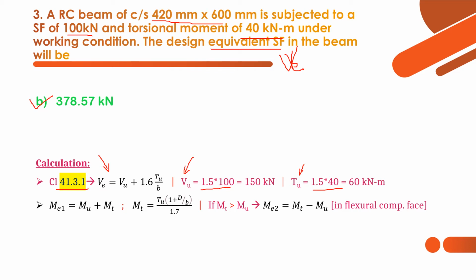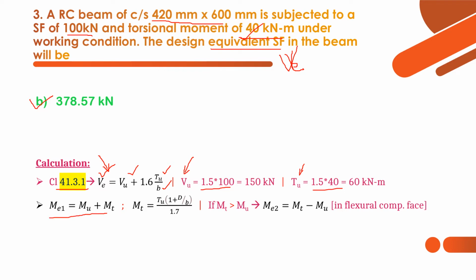So 40 is given. So we know the values of Vu, Tu and b also. What is b here? 420 mm. So just simply substitute all the three values here to get the answer for VE. That is nothing but equivalent shear force.